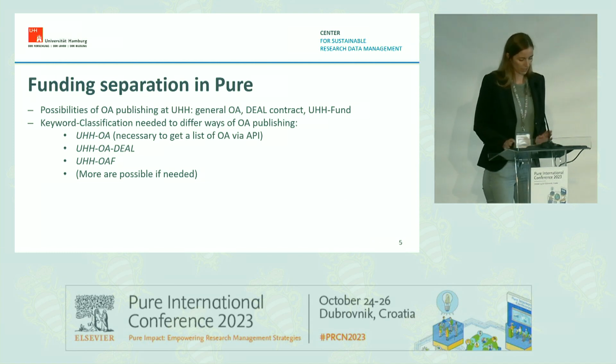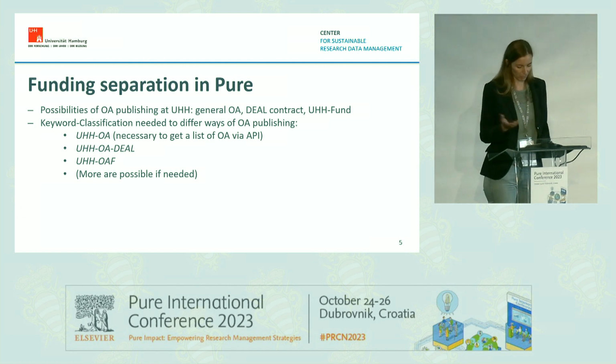How do we separate those different funds? So there are different possibilities of open access publishing. So you can generally publish open access, then we have the deal contract and our internal fund. So for that, we created a keyword classification, which is needed to differ the ways of open access publishing. We have one keyword for the general open access.